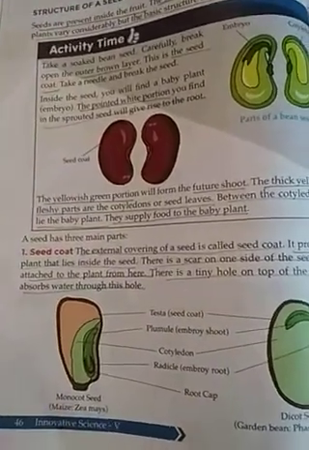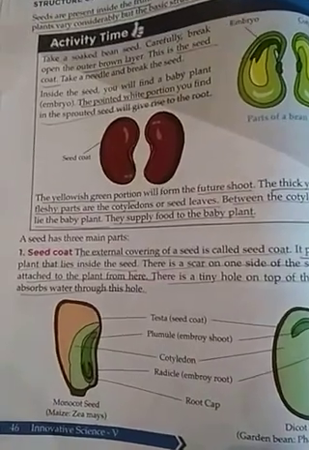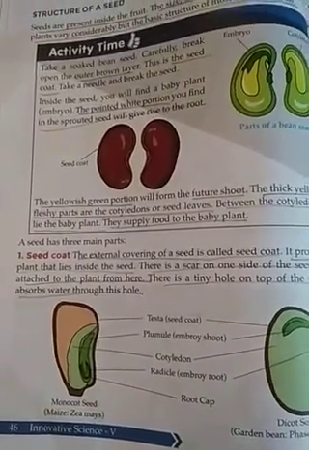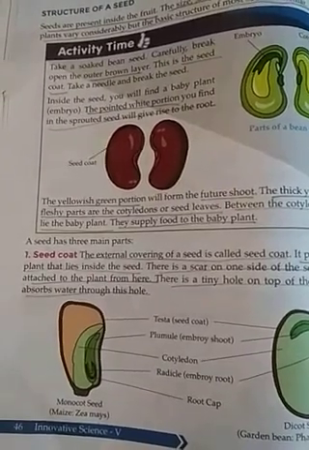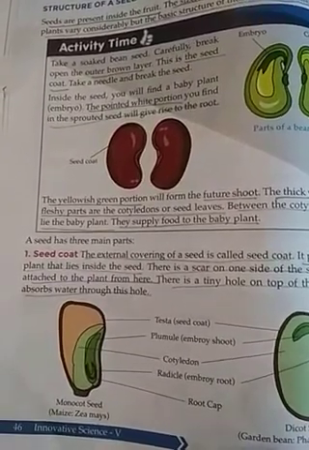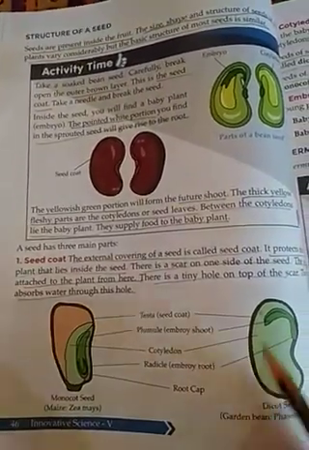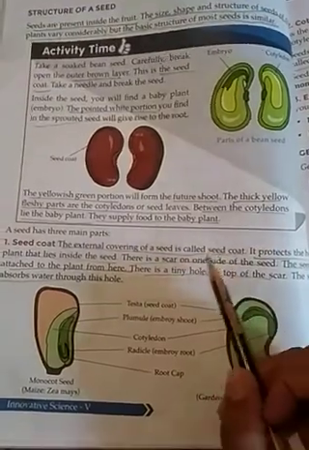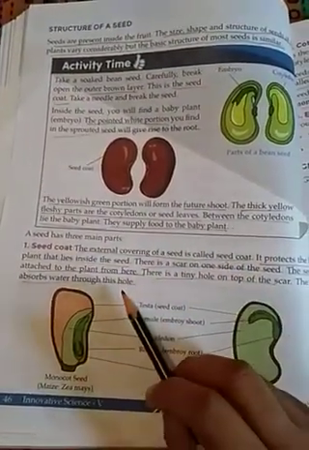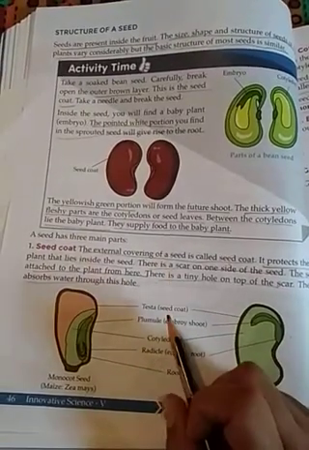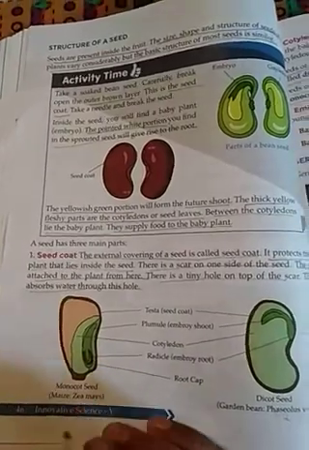You have seen gram, chana, that brown outer covering, that is the seed coat. Clear? You have seen rajma, its outer covering is also the seed coat. So every seed has an outer covering that is known as the seed coat, and the function of the seed coat is to protect the baby plant present inside the seed. It protects the baby plant from any kind of injury.